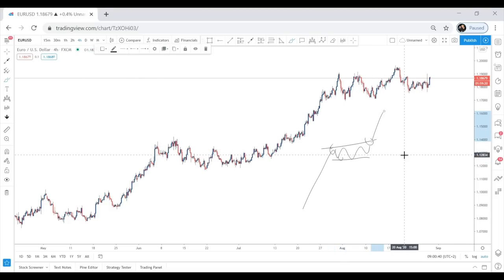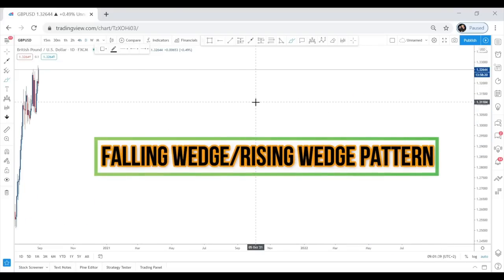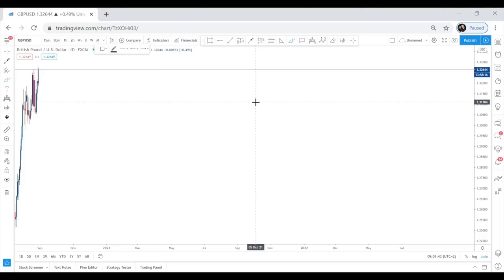So guys, that is it for the consolidation channel. Let's get deeper into the next pattern. Pattern number two, falling wedge or rising wedge. So guys, these are the most sensitive patterns to trade, because sometimes they are medium probable patterns. Sometimes they occur to make you profit from the market, but sometimes they occur to trap you inside the markets. But the nature of them, they would look like this.